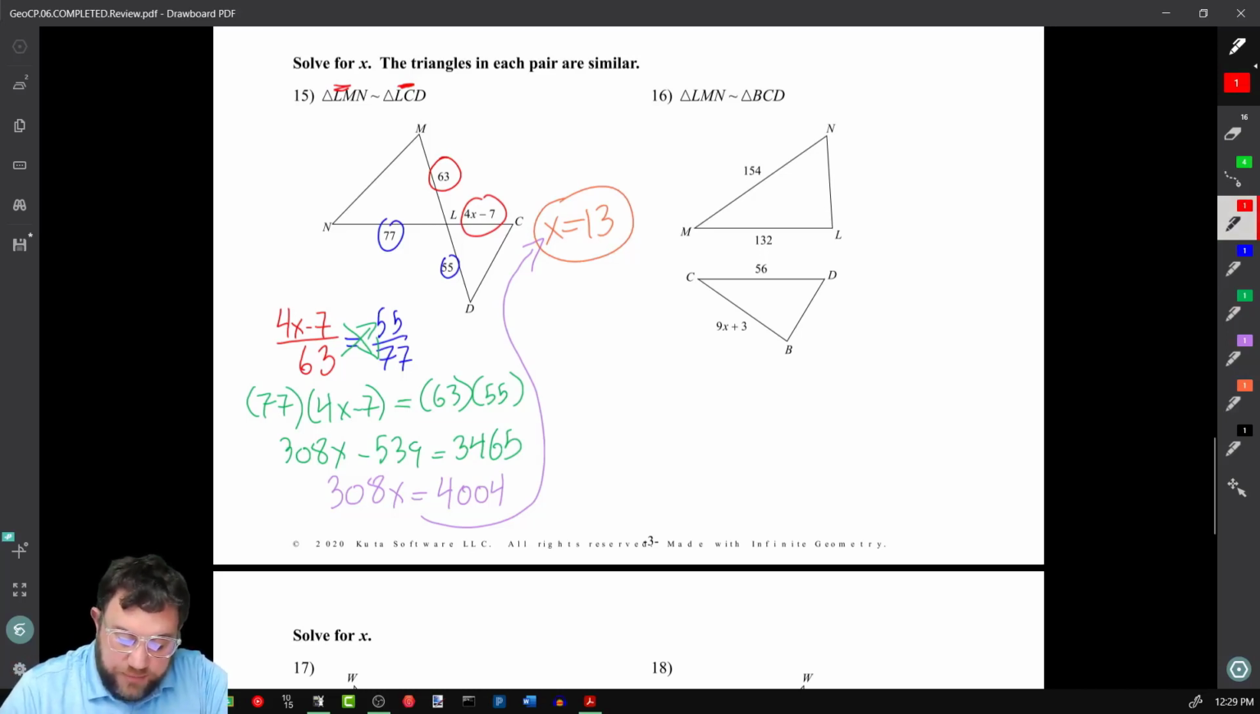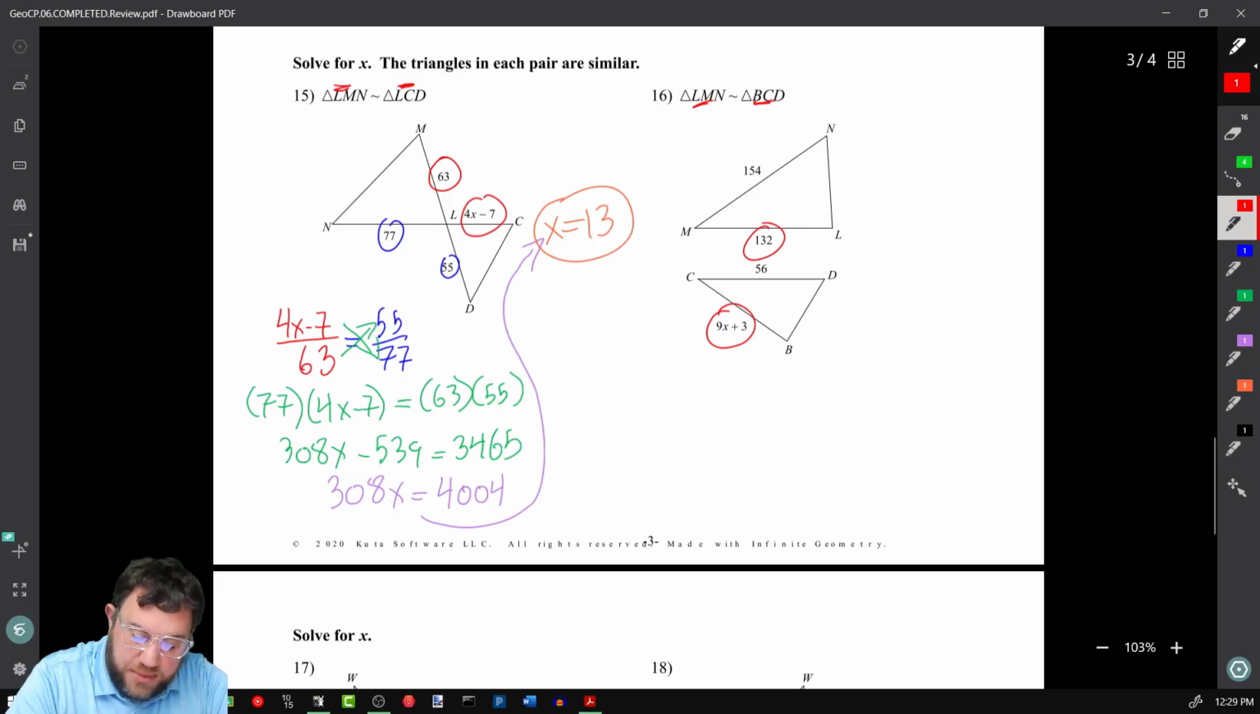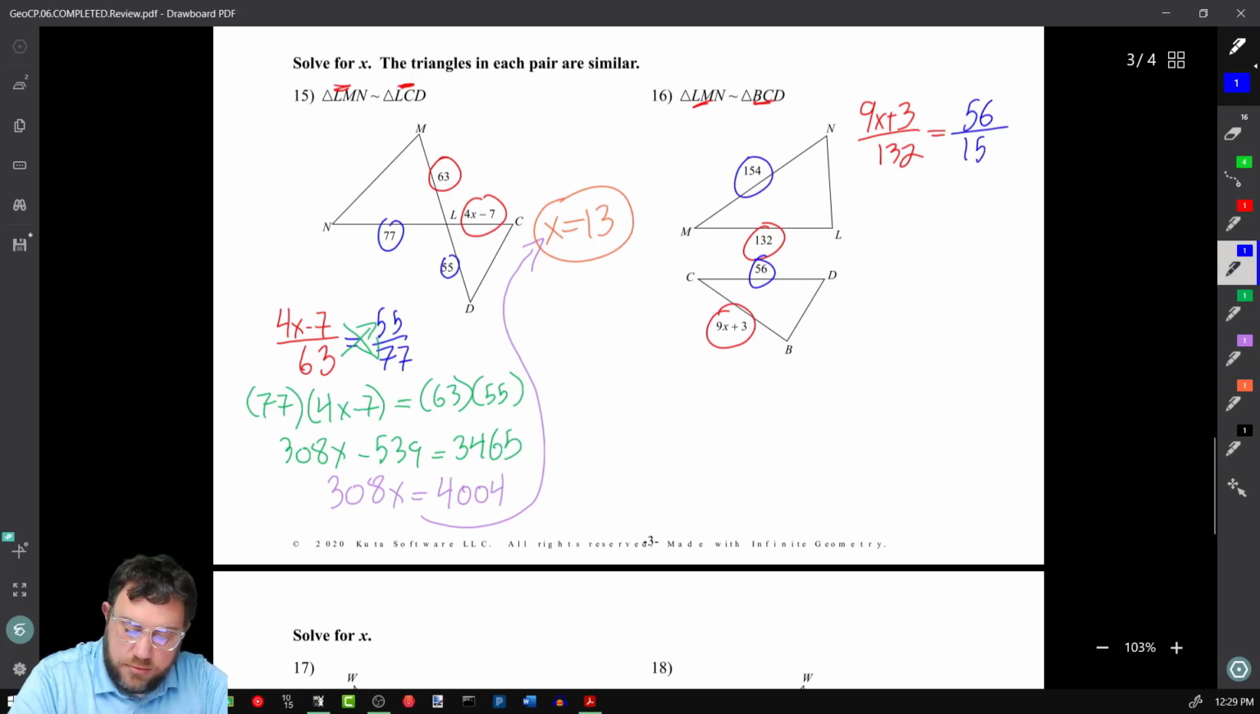Number 16. CB has to go with LM. So CB is going to go over the 132. 9x plus 3 over 132. And then 56 over 154. And we're ready to cross multiply.